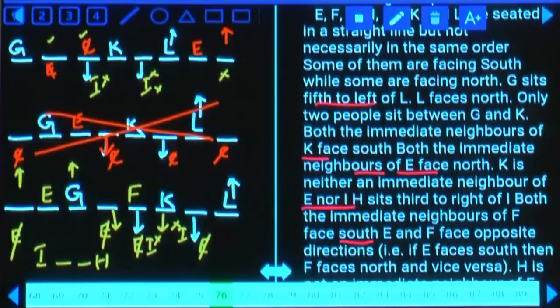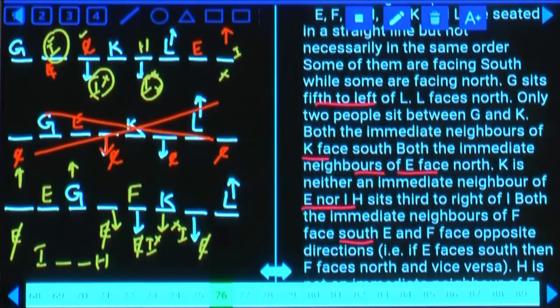Now, there is information regarding this H and I. H sits to the right of I. H cannot be here and I cannot be here. And where should this I be? I must be here or I must be at this place. Are you following this one or not? If I is at this place, then H will be here, and H sits to the right of I is valid. Then we are left with F.